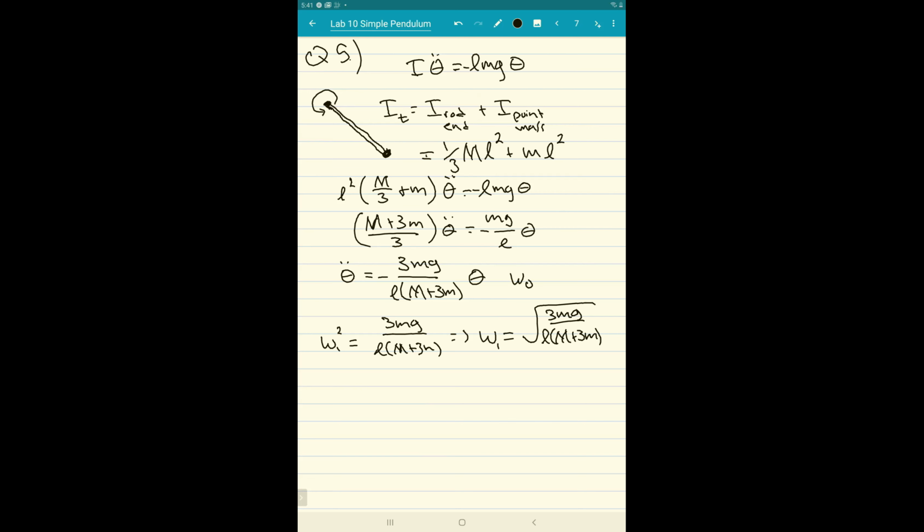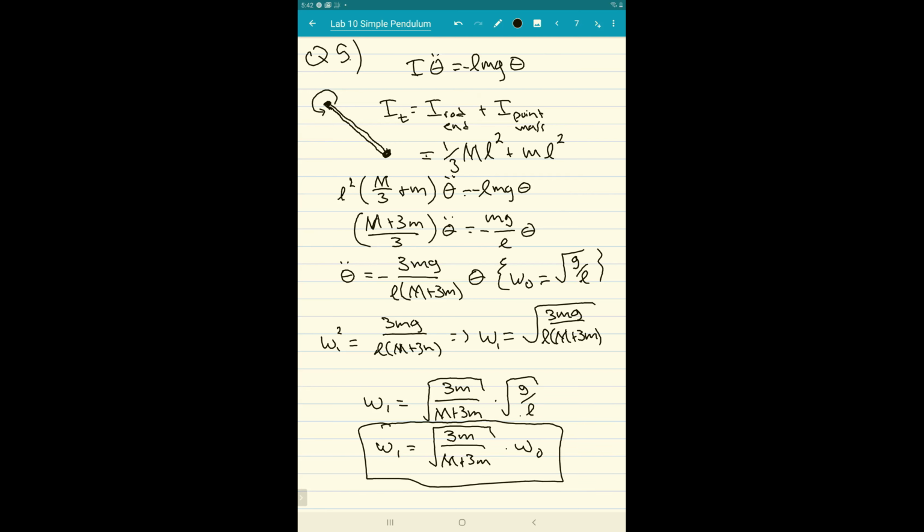We know that omega naught, the original omega, was just the square root of g over L. So what I can do is take out the square root of g over L here. I can write omega 1 equals the square root of 3m over (big M plus 3 little m), times the square root of g over L. That's an equivalent statement, pulling the g and the L out as a separate square root. So omega 1 is equal to this square root times omega naught.